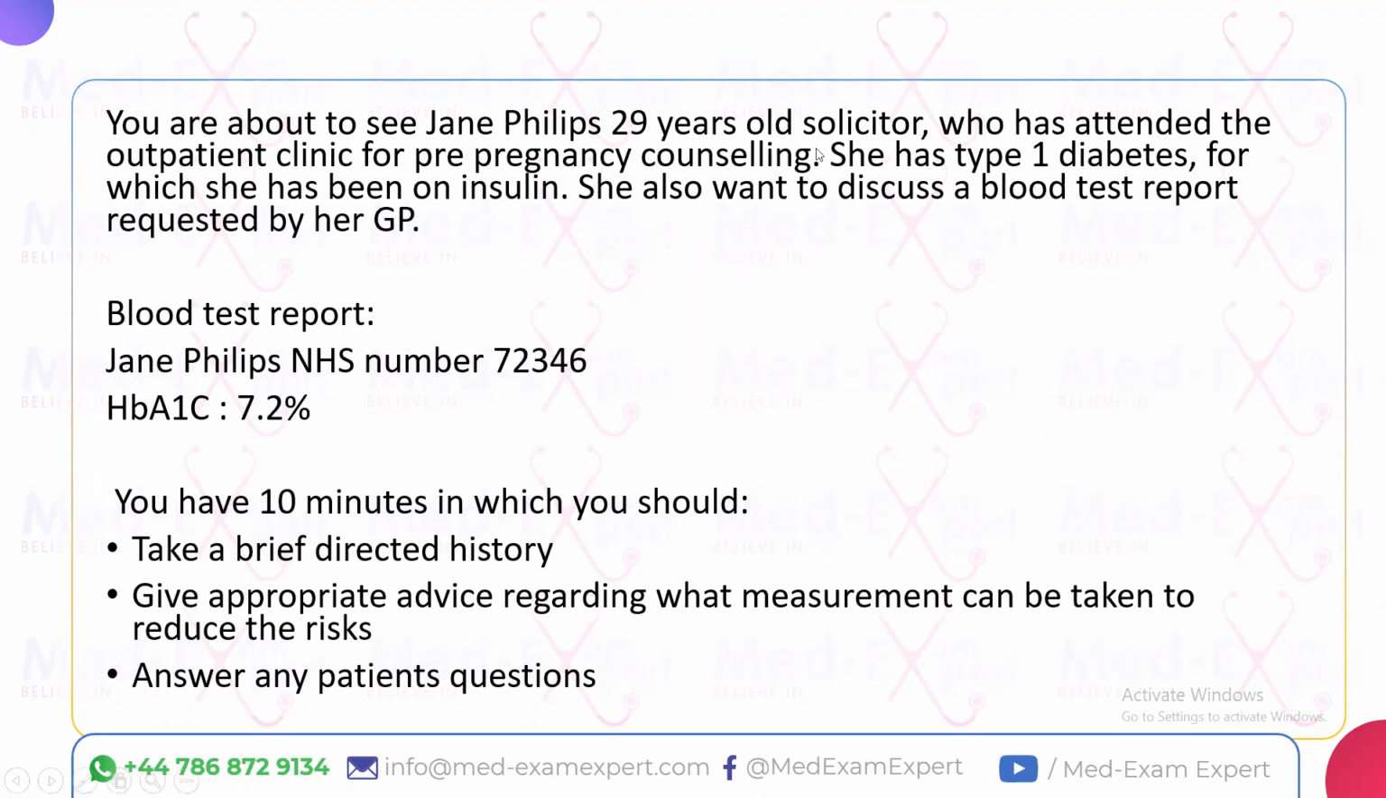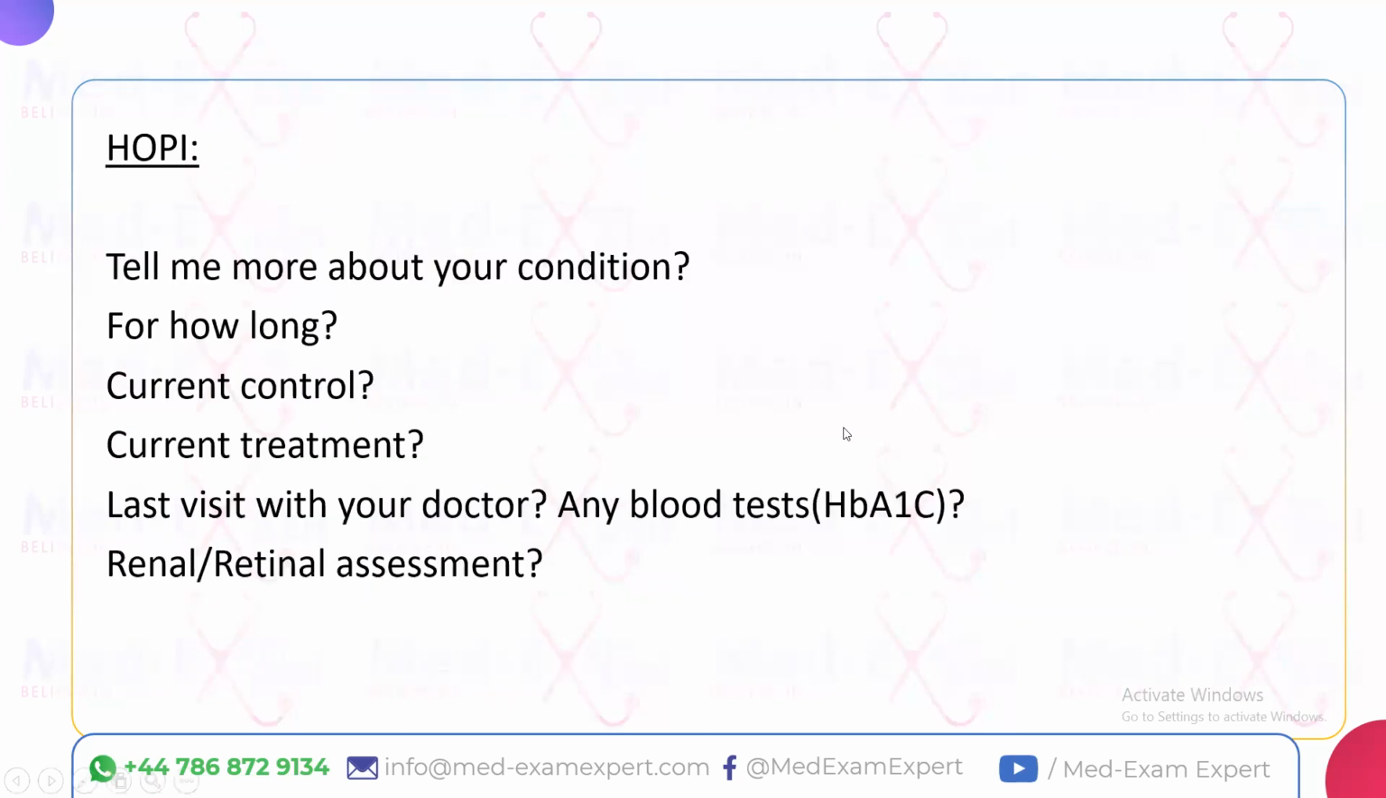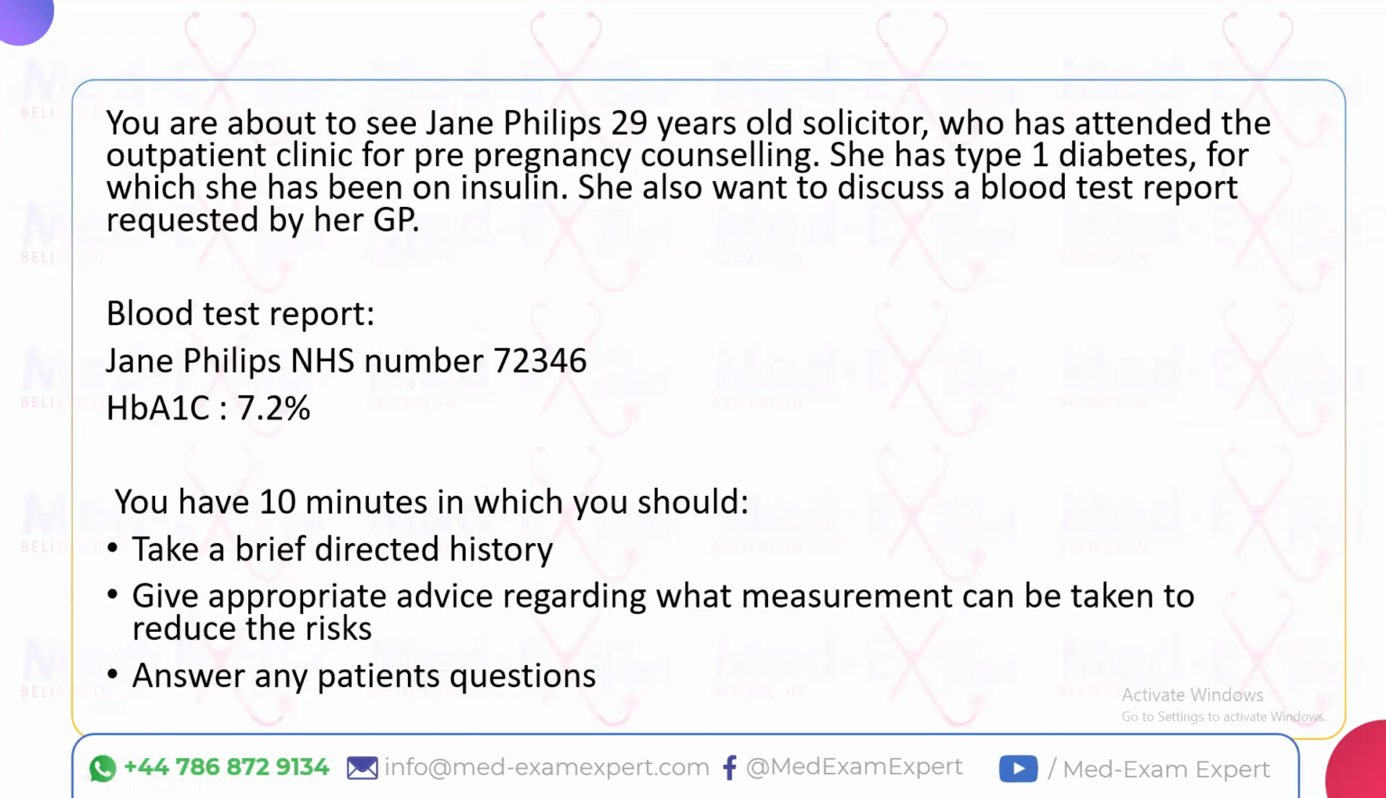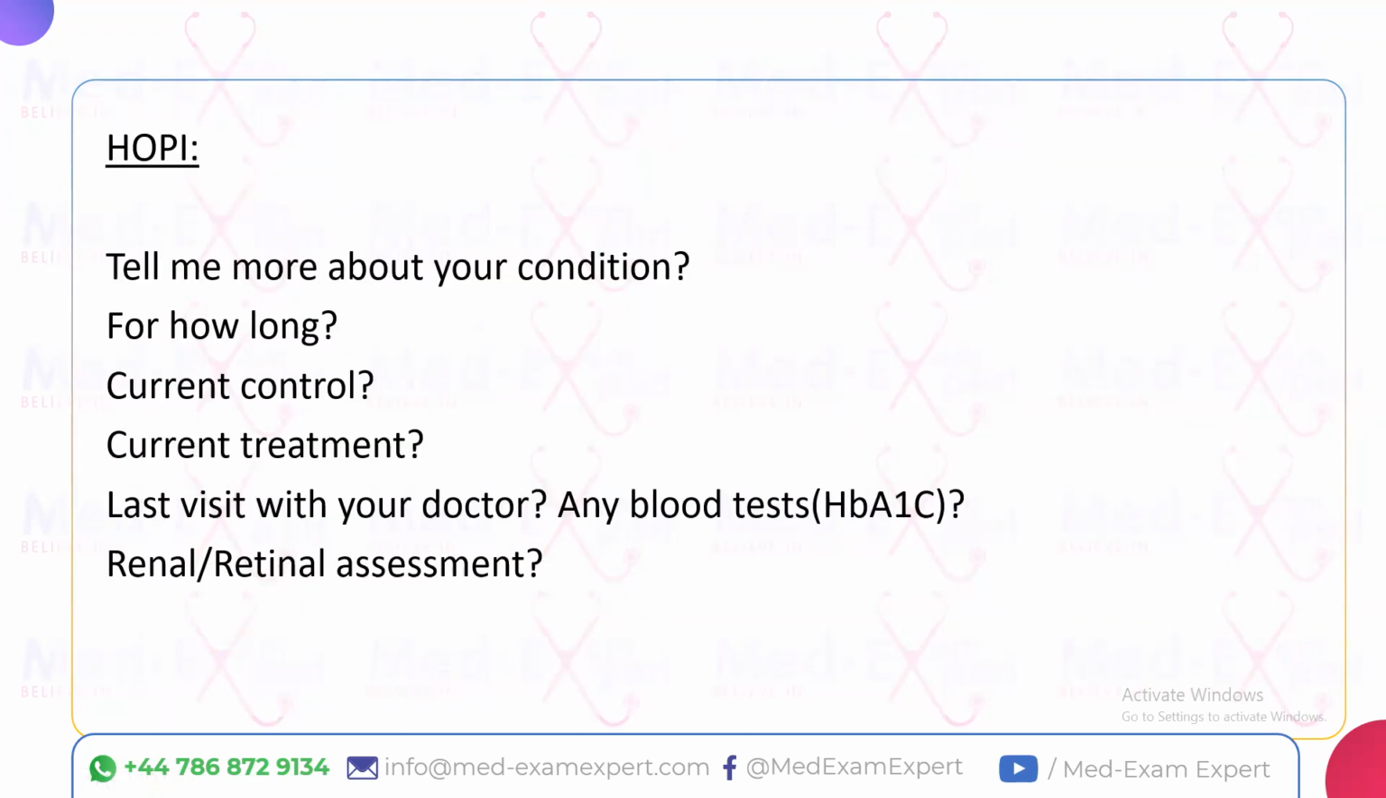Welcome. So now I'm going to show you the slides for the complete template. In the HOPI, the first question has to be an open question: tell me more about your condition. For how long she has had the condition, the current control, current treatment, last visit with the doctor, any blood tests, HbA1c done, and then renal and retinal assessment.